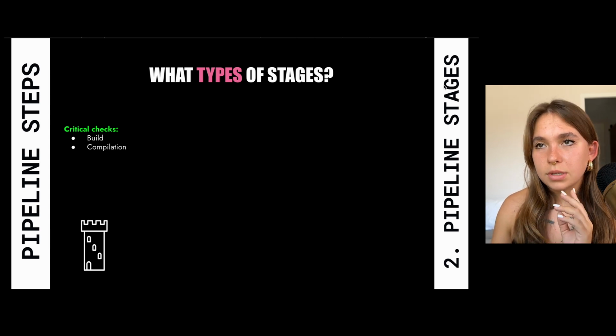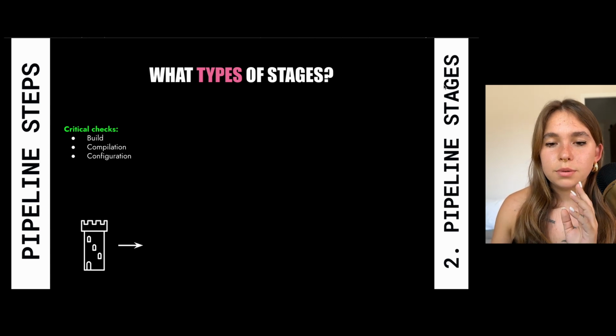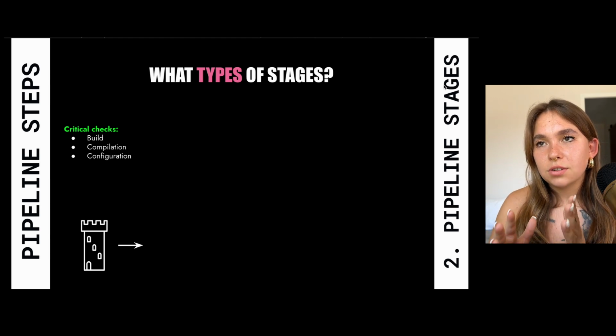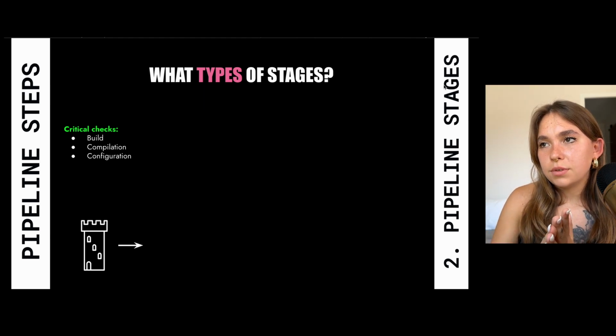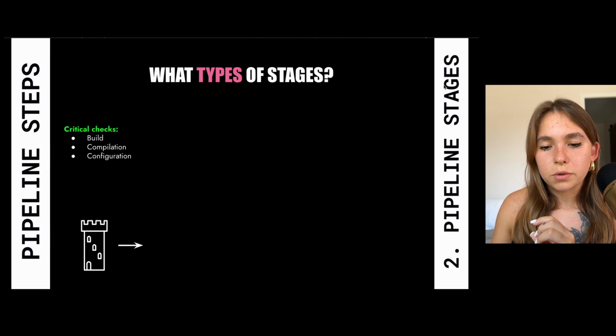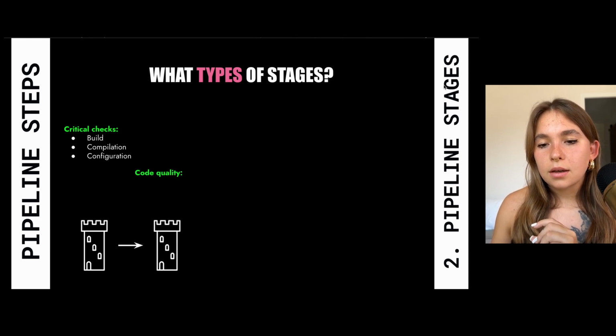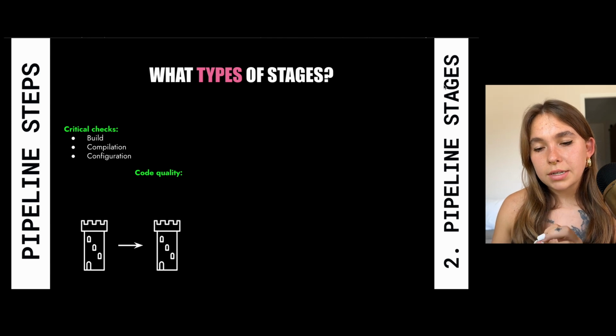Compilation problems, the same. Configuration problems. So these are very critical checks; when you don't have them, it doesn't make any sense to go further. And the next stage normally is code quality. What is related to code quality?